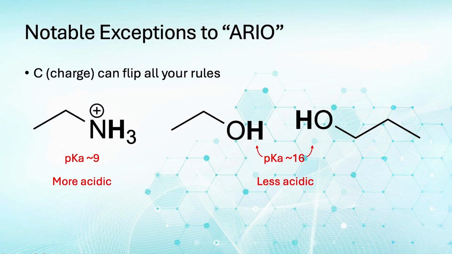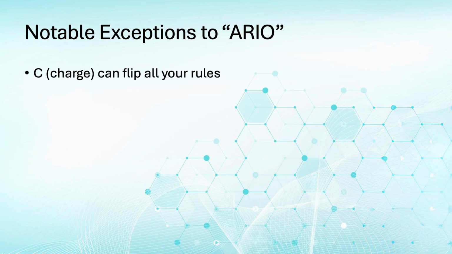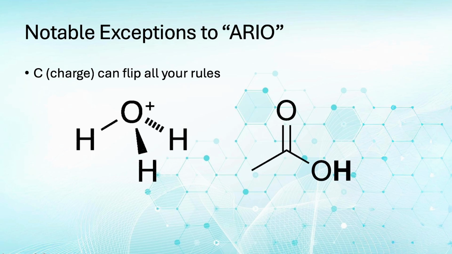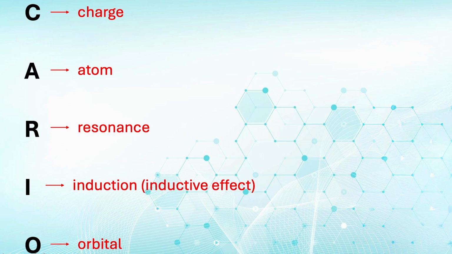For example, a nitrogen that has a positive formal charge, like the ammonium ion, is going to be stronger than most alcohols, even though the hydrogen is attached to an oxygen. However, the positively charged nitrogen will still be weaker than carboxylic acids. When we compare species, charge can throw all of your other rules in the garbage. For instance, a positively charged oxygen atom, like the hydronium ion, will be more acidic than most carboxylic acids. Therefore, sometimes we say the mnemonic as CARIO, not ARIO.